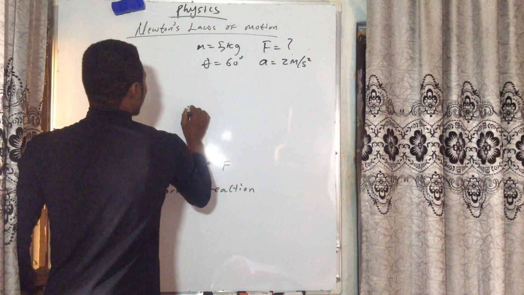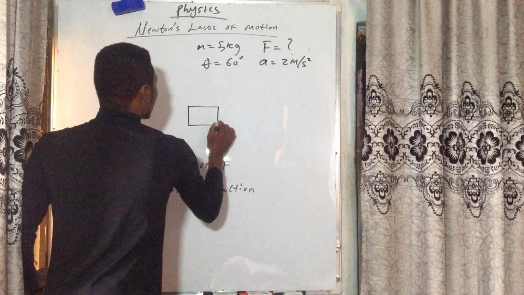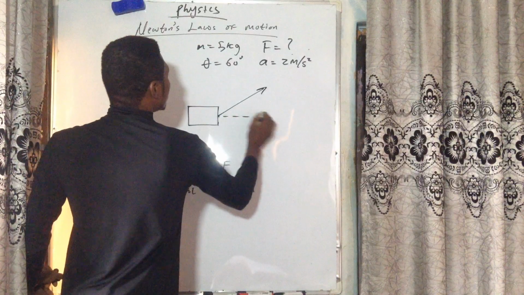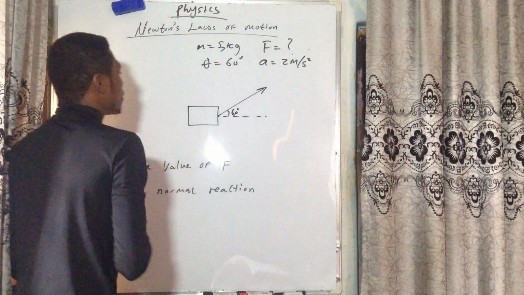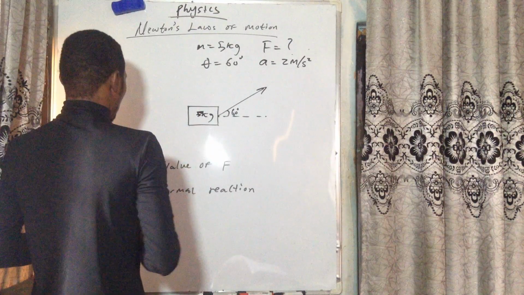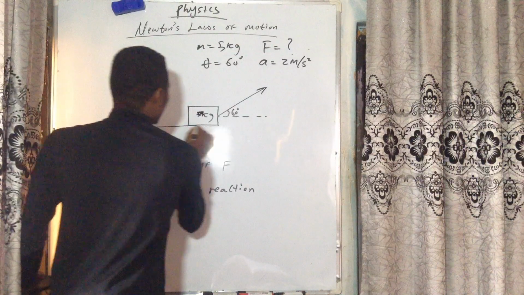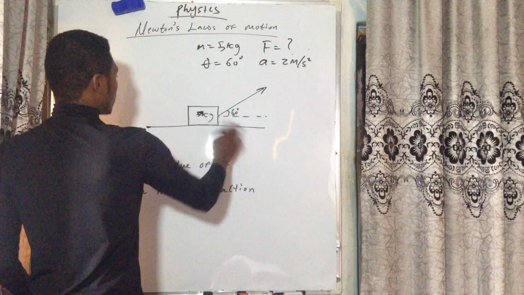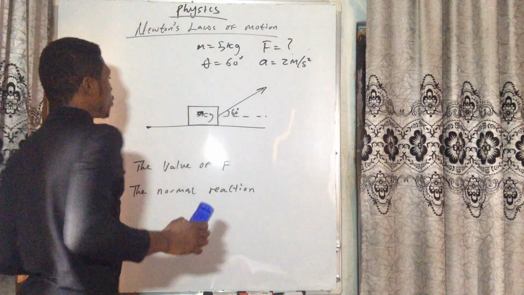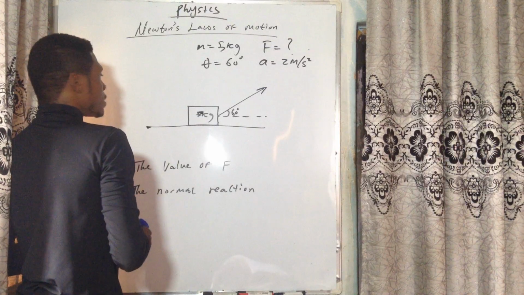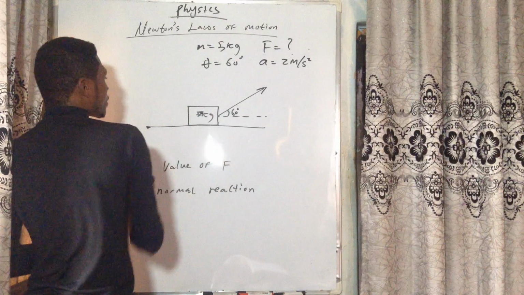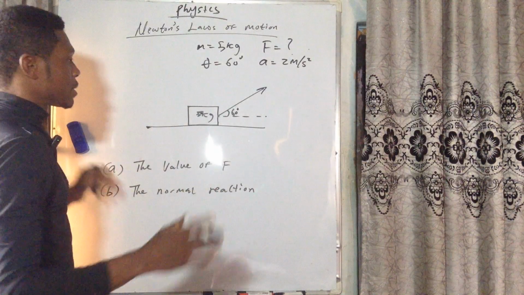Look at the diagram here. This is the body, and the force is being applied at 60 degrees to the horizontal. The mass is 5 kg. See the surface here. This surface has no friction, according to the question. Now let us determine the value of F, this applied force. Because this surface has no friction, we will not consider friction.